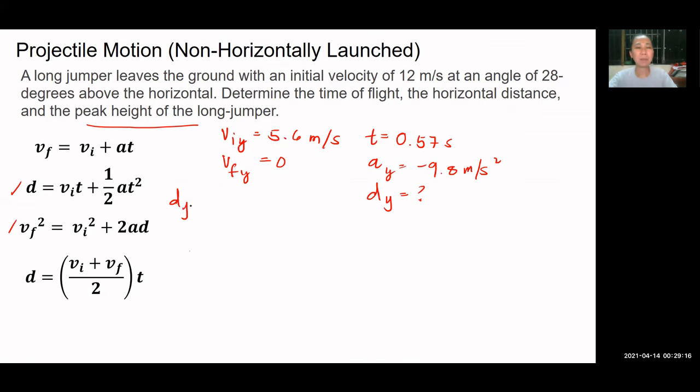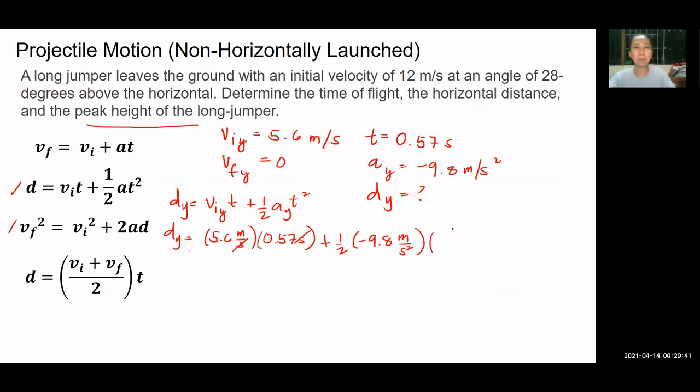So sa second one, meron tayong dy is equal to VIYT plus 1/2 AYT squared. Okay, so magiging dy is equal to VIY is 5.6 meters per second times natin siya sa 0.57 seconds. So makakancel dito yung seconds. And then plus 1/2, yung AY natin is negative 9.8 meters per second squared times yung time natin na 0.57 seconds and then square natin siya. So makakancel din dito yung second squared. Okay, so dito, matitira na lang natin is the unit of meter. So pag in-input nyo ito sa calculator nyo, ang makukuha nyong sagot is 1.59 meters. Yan.